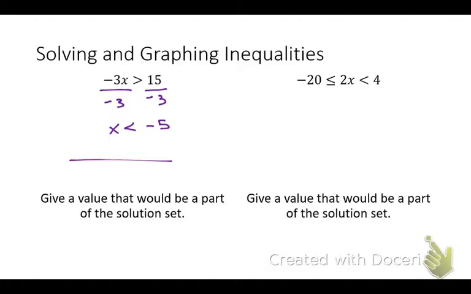Does that make sense? Okay, so does an open dot or a closed dot go on -5? It's open, and my arrow goes to the left. If you don't catch that you're flipping the sign, you're not going to get the next question right either.